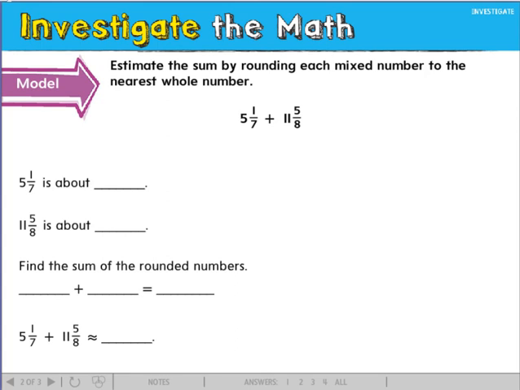So what we're going to do is we're going to break up our mixed numbers into addition problems. So 5 plus 1/7 equals, and 11 plus 5/8 equals. Then we're going to round the fractions and add. So is 1 closer to 7 or 0? 0. So this rounds to 0.